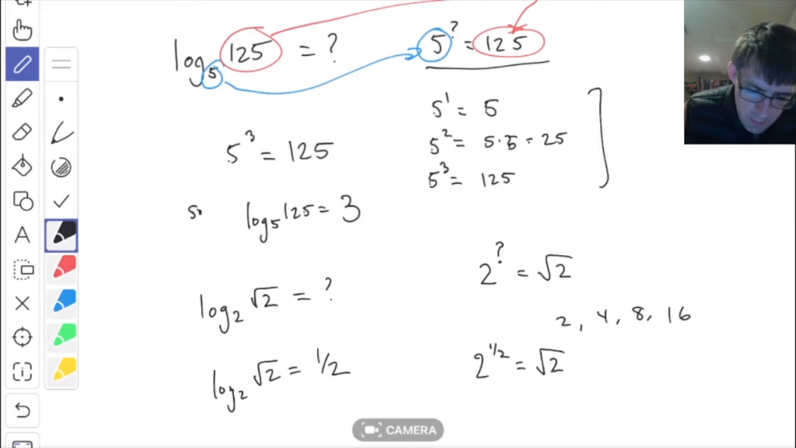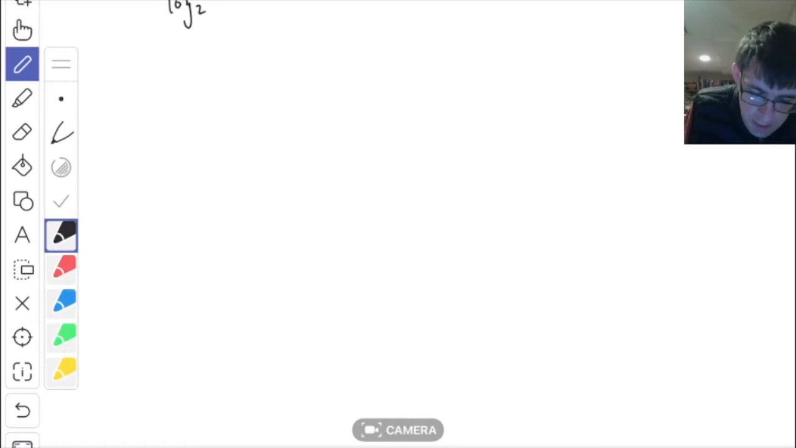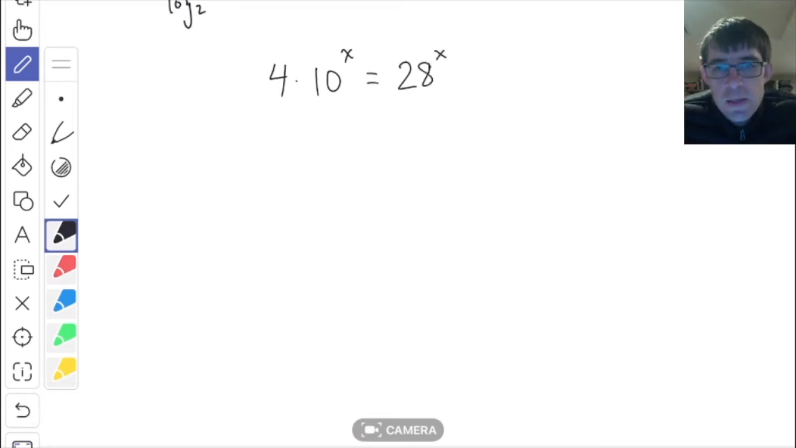All right, how about the other topic from that section that you should be ready to engage with: solving an equation for x when the variable is inside the exponent. So let's try one like that. How about I'll try an easy one, and then we can do a hard one later. 4 times 10 to the x equals 28 to the x. Let's try that. Solve for x here.